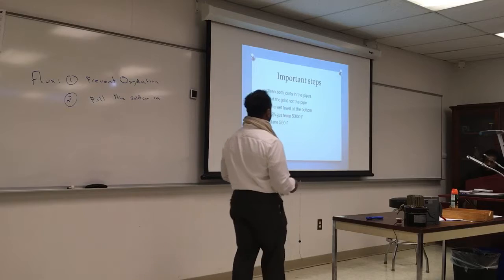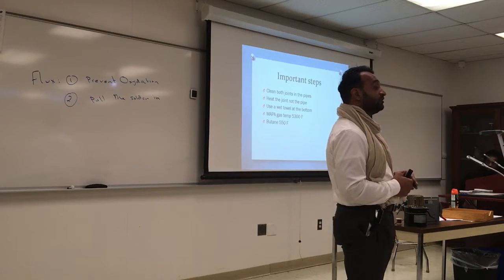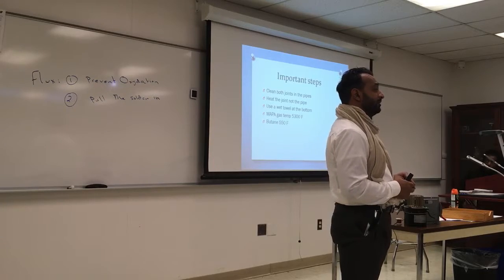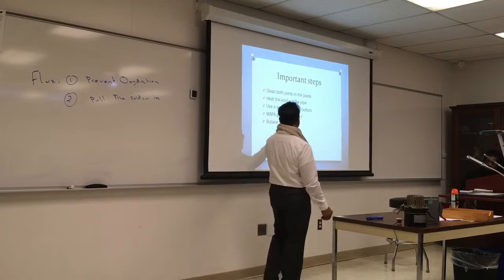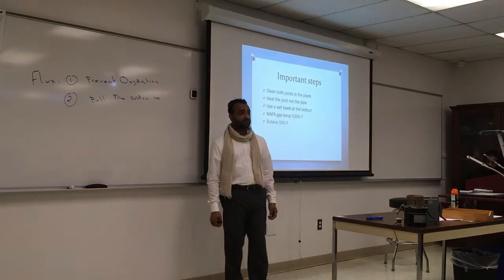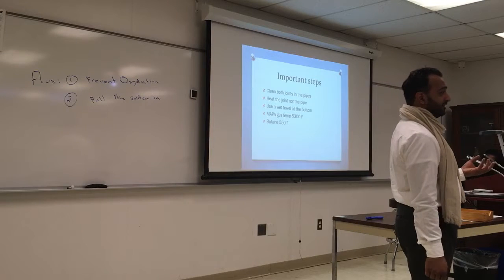Map gas. Temperature gets up to 5,300, and we have map gas here. So it's very, very hot, so be very careful. Butane goes up to only 550 Fahrenheit. That's the gas in your cigarette lighter. It's like 500 degrees.